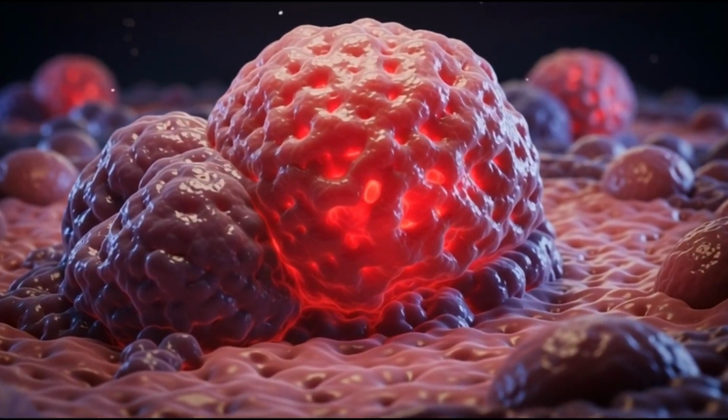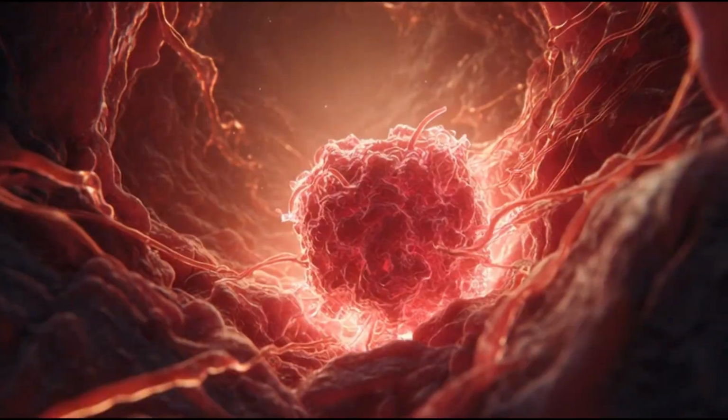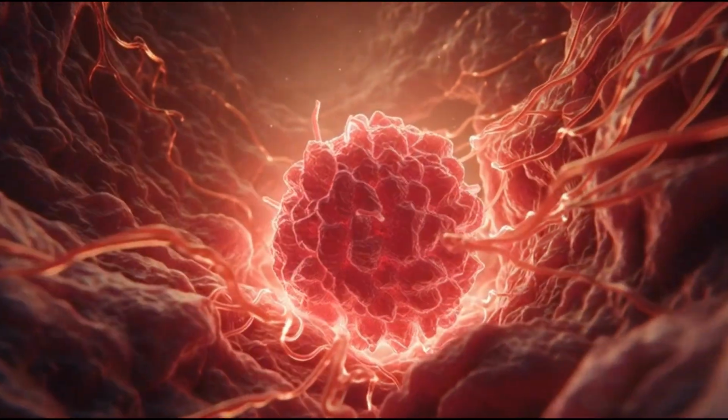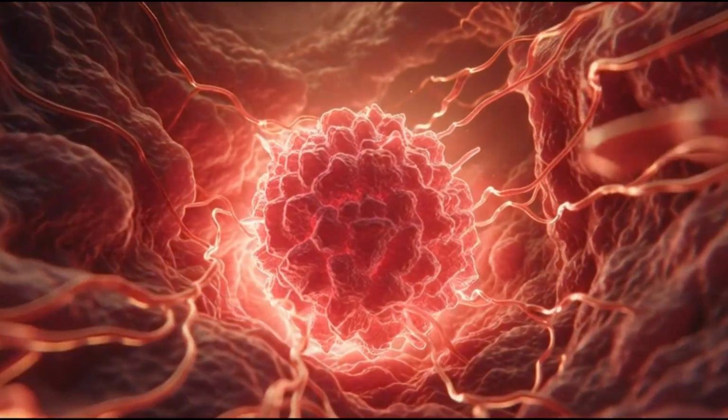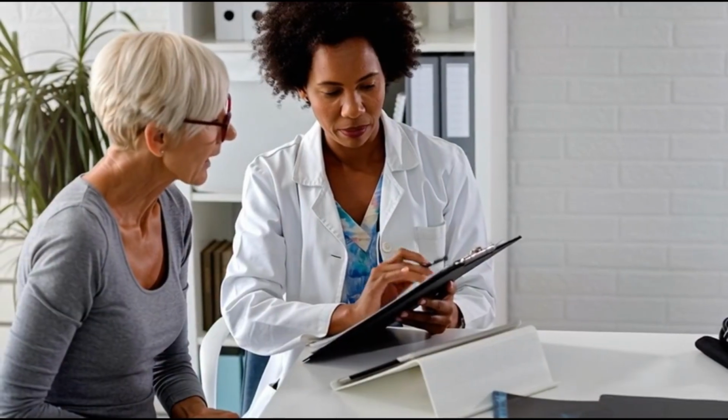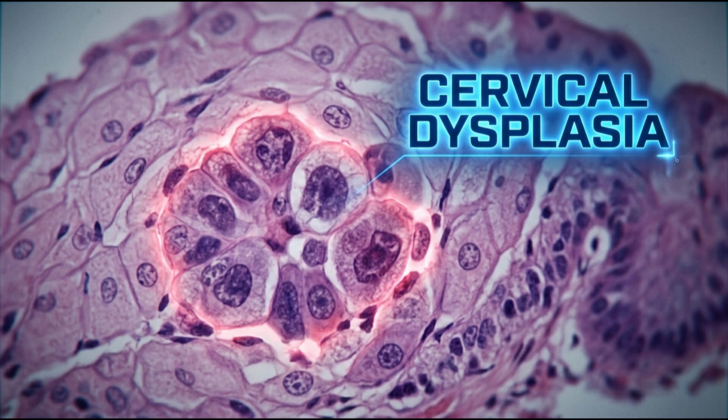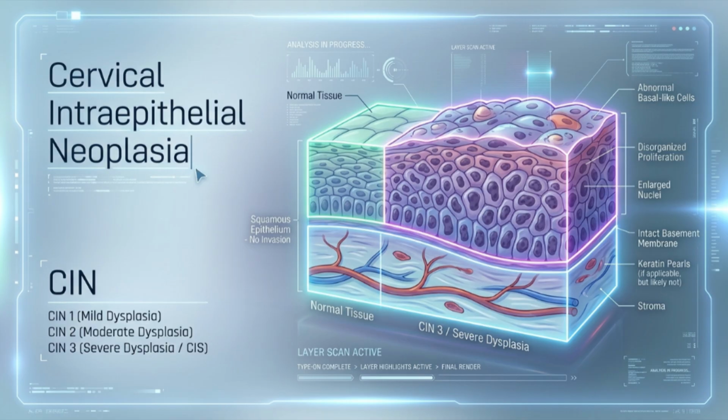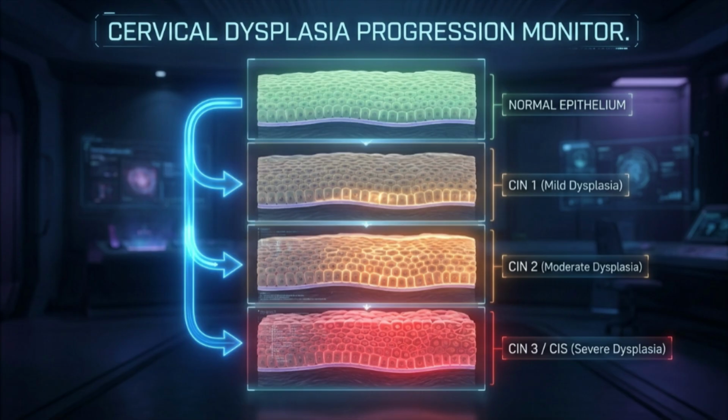Part 5. Precancerous changes. At first, the abnormal changes are very small. Doctors call these changes cervical dysplasia or cervical intraepithelial neoplasia, also known as CIN. There are different stages. CIN-1, mild abnormality. CIN-2, moderate abnormality. CIN-3, severe abnormality.